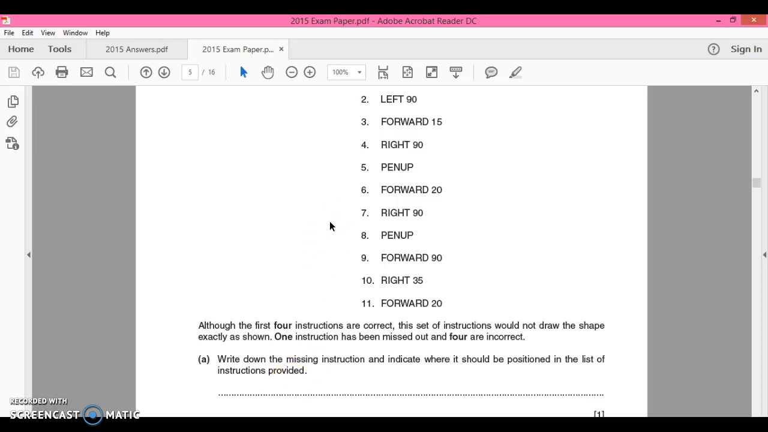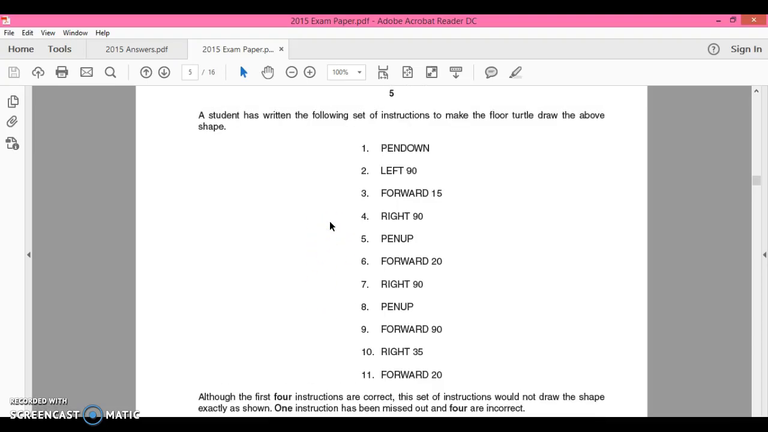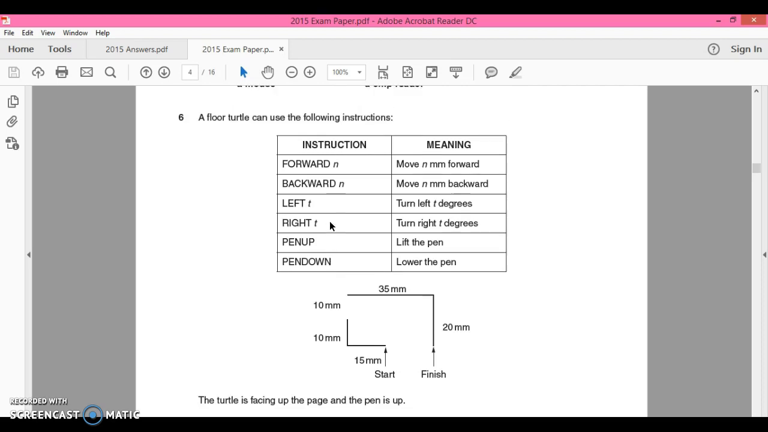Welcome to question 6. Okay, so what we're going to do now is you can see that there's some instructions here. What it is, you're telling the computer to draw this shape that you see here. Now, we have to tell the computer everything.